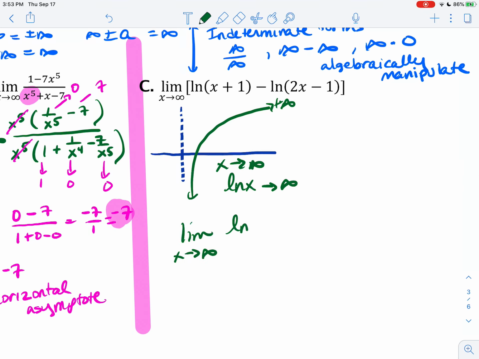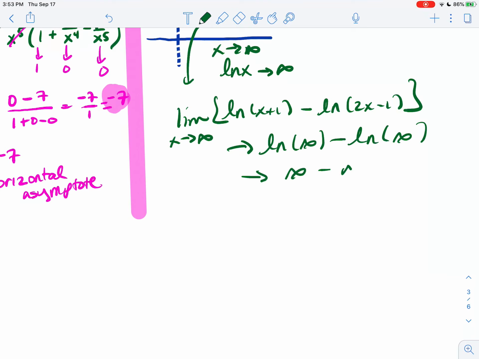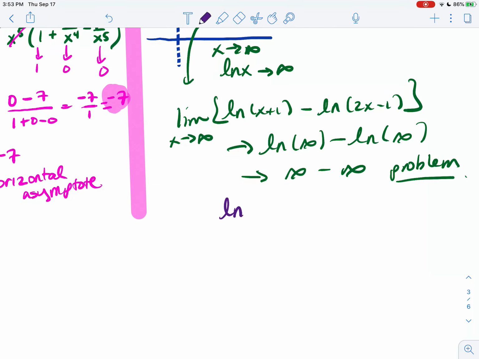So if I were to first calculate the limit as x goes to infinity of the ln of x plus 1 minus the ln of 2x minus 1, I would get that I'm going to the ln of infinity minus the ln of infinity, and that's going to infinity minus infinity, and we have a problem. Okay, so when we do get problems, then we need, just like with 0 over 0 or infinity over infinity, we need to algebraically manipulate.